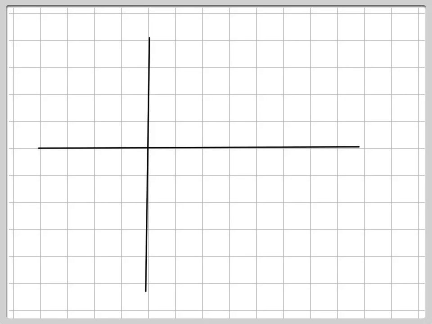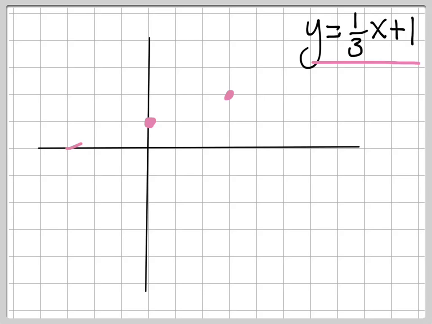Alright, let's go ahead and try this again with a little bit trickier lines. Let's graph y equals 1/3 x plus 1. As I'm graphing y equals 1/3 x plus 1, I'm reminded that the slope is 1/3 and the y-intercept is 1. So I put a dot here at 1, and a slope of 1/3 tells me to go up 1 and to the right 3. I'm going to connect these two.